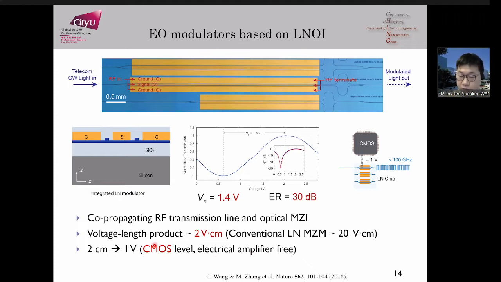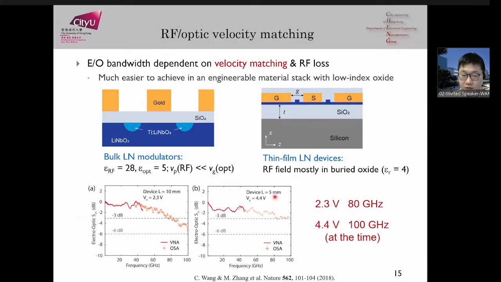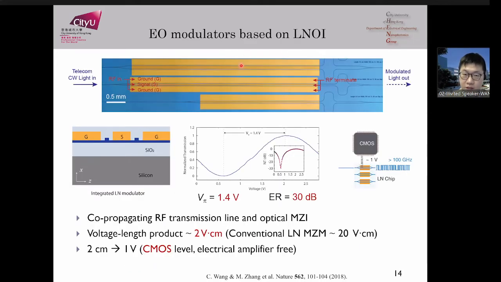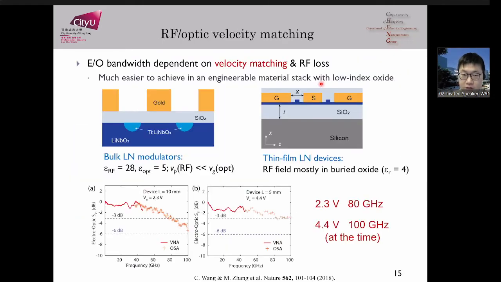Now, power consumption is one thing we care a lot about. The other thing we care a lot about is the bandwidth, right? The speed of these modulators. And the bandwidth actually depends on the so-called velocity matching condition, right? Essentially, here you have optical wave traveling and microwave traveling at the same time. You want the 2 waves to travel at the same speed so that they can constructively modulate over the distance.